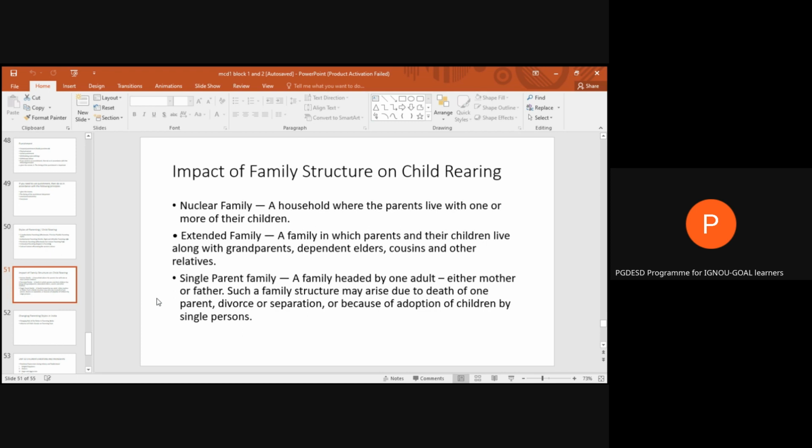Extended family: a family in which parents and their children live along with grandparents, dependents, elder cousins, and other relatives. Single parent family: a family headed by one adult, either mother or father. Such a family structure may arise due to death of one parent, divorce or separation, or because of adoption of children by a single person.